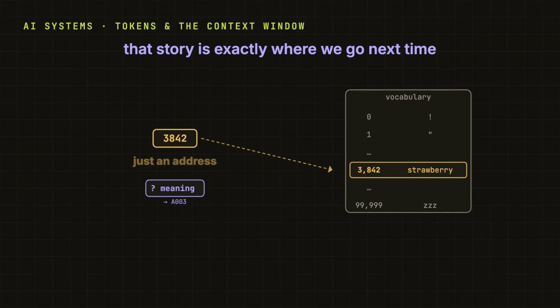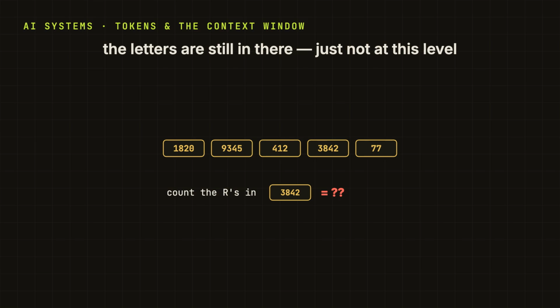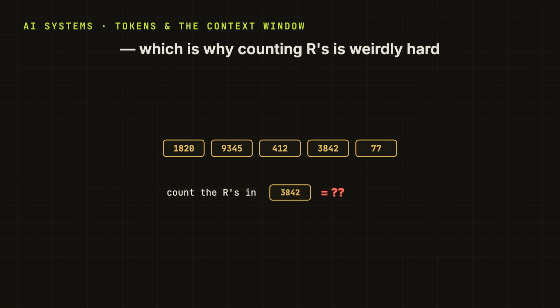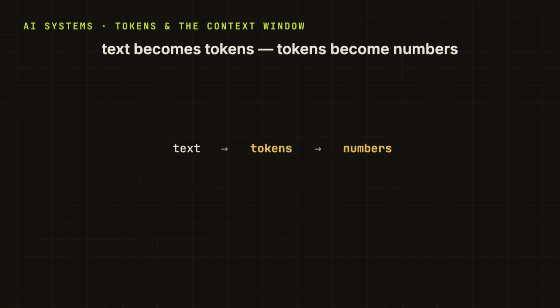It's exactly where we go next time. So, bottom line, the model never sees our text as a stream of letters. It sees a row of these address numbers. The letters aren't gone. The tokenizer can turn them right back. The model just isn't working at a letter level, which is a big part of why counting R's is weirdly hard for it. Okay. Text becomes tokens, tokens become numbers.